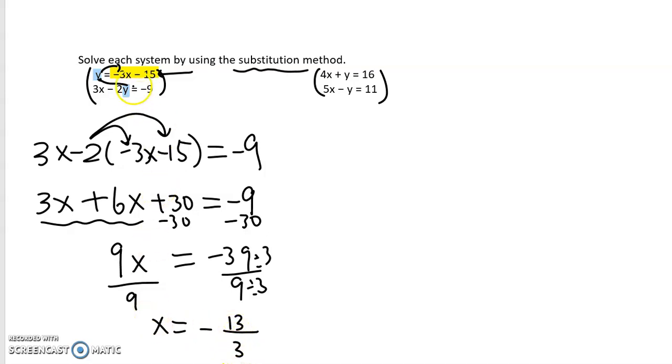And notice that when we solve a system, we need to solve for both variables, not only x, but also y.